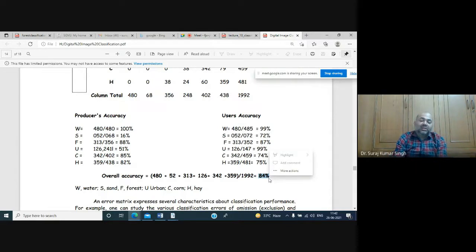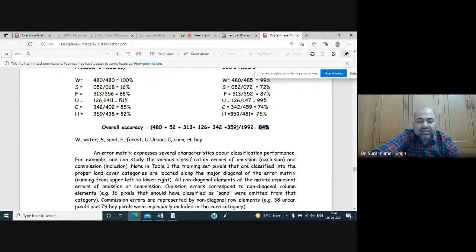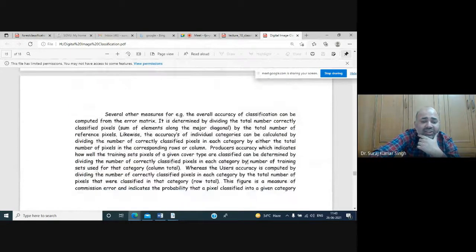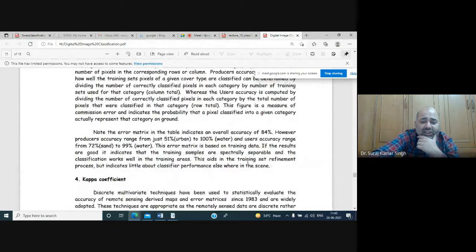It means out of 100% of the map, just like in your result, how close you are to the reference. So 84% was the accuracy that we achieved when we classified the satellite image. So 80% is a good accuracy result, that you can say your result is accurate.